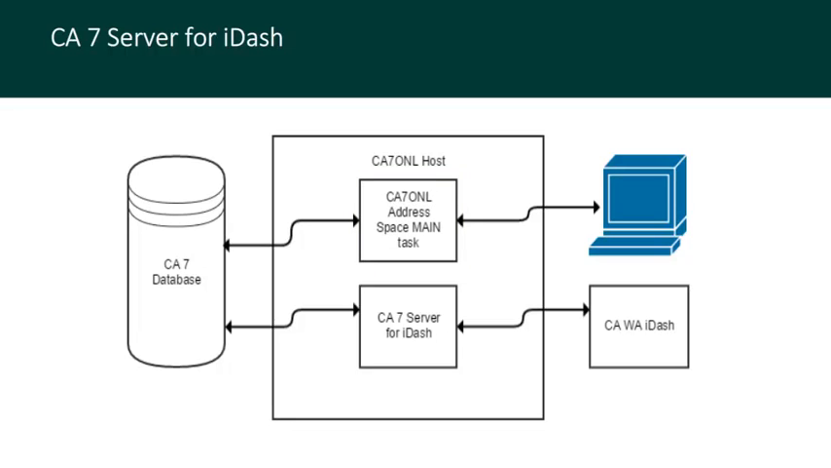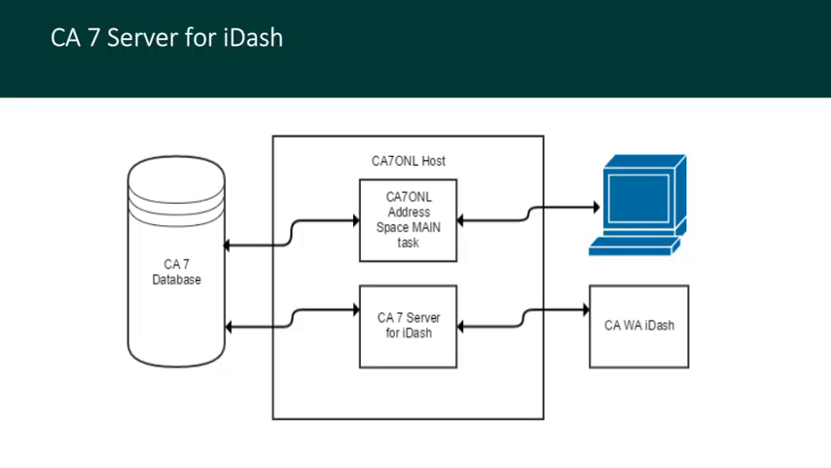Here's how it works. In the graphic, the CA 7 server for iXp runs in a separate address space on the CA 7 ONL host and uses TCP/IP and XML services to communicate with CA Workload Automation iXp. You can see that CA 7 server for iXp is in a separate address space. This configuration speeds up communication with iXp because CA 7 server for iXp extracts workload information without using services of the CA 7 ONL address space main task.